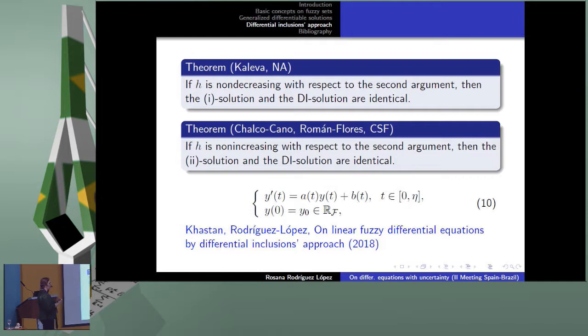Many authors say that it is important to keep on working on the fuzzy differential equations from the point of view of generalized differentiable functions. Because it is said that you can select a type of derivative that can be more similar to the behavior expected in the process.